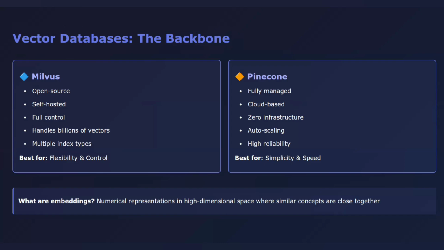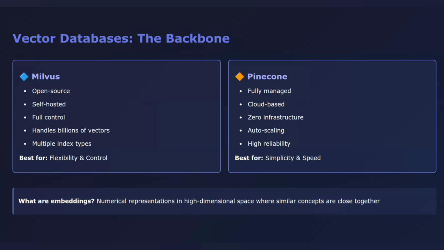Milvus is open source and can be self-hosted. It's great if you want full control and don't mind managing infrastructure. It supports multiple index types and can handle billions of vectors. Pinecone is a managed service, fully cloud-based. You don't worry about infrastructure, scaling, or maintenance.